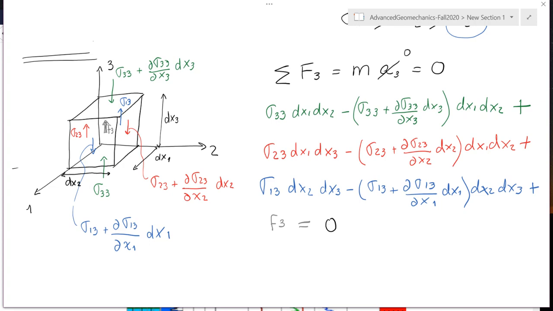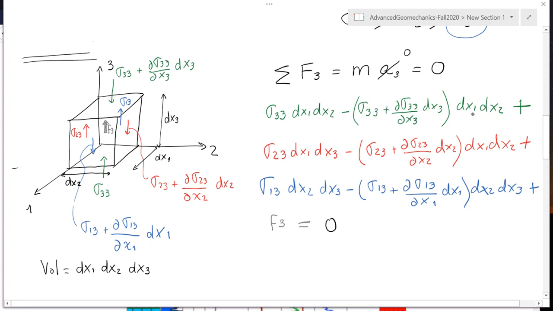All right, so I'd like you to notice that the volume of this element is actually the product of dx1, dx2, and dx3. We're going to use this in the equation in order to solve what I have over here.